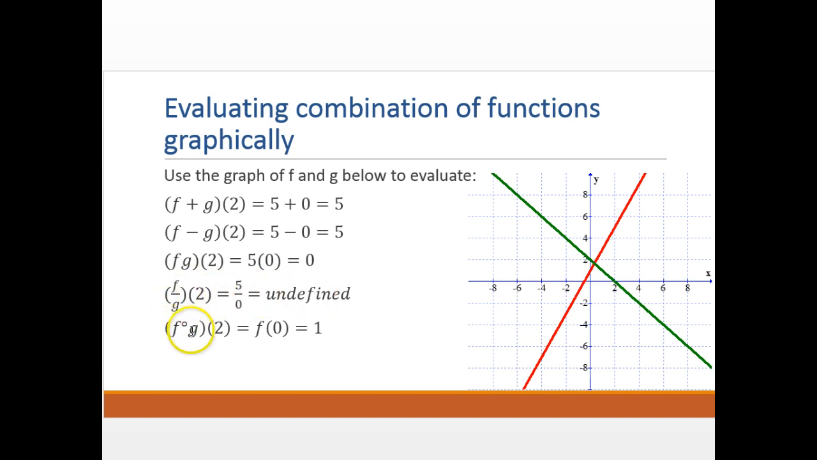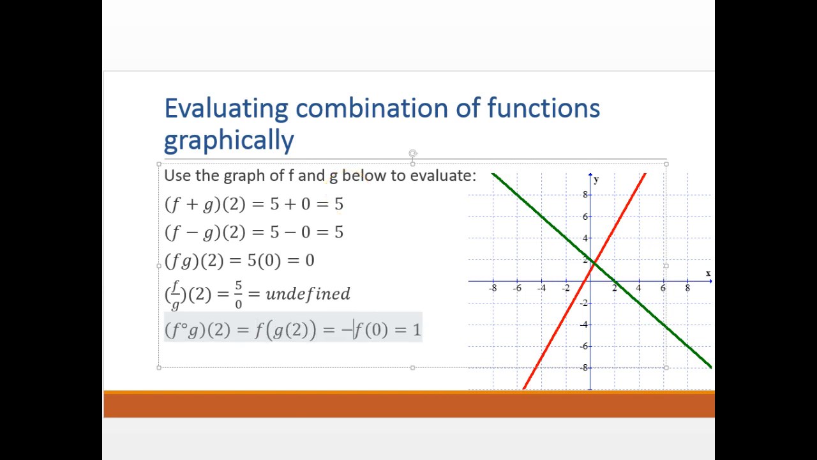And finally, f of g of 2. g of 2 is 0. f of 0 is 1. Let me rewrite this in here so we get a better sense of it. f of g of 2 is f of 0, which is 1. And again, we need to be able to use both the tables and the graphs.